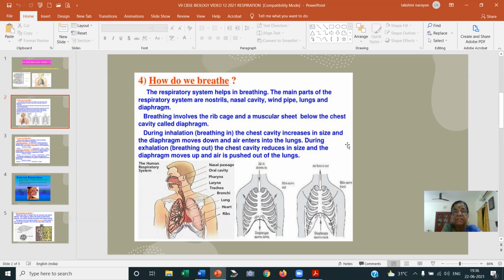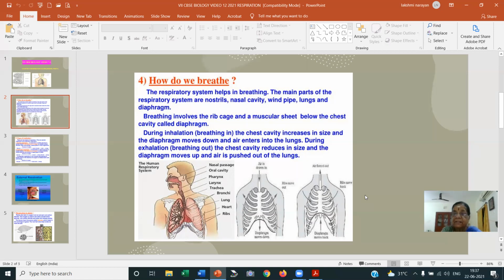Same during exhalation, breathing out, the chest cavity reduces in size. The second diagram: this is broader, this is narrower. So the chest cavity reduces in size and the diaphragm moves up and air is pushed out of the lungs. I hope you remember. So this is simple inhalation and exhalation. If the question is for 2 marks, you can write this.